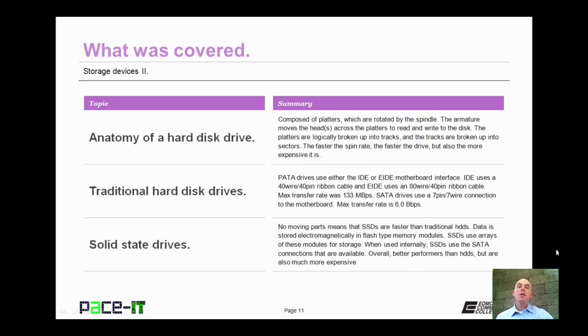We talked about the anatomy of a hard disk drive. We talked about some aspects of the traditional hard disk drive, and then we briefly touched on solid state drives.